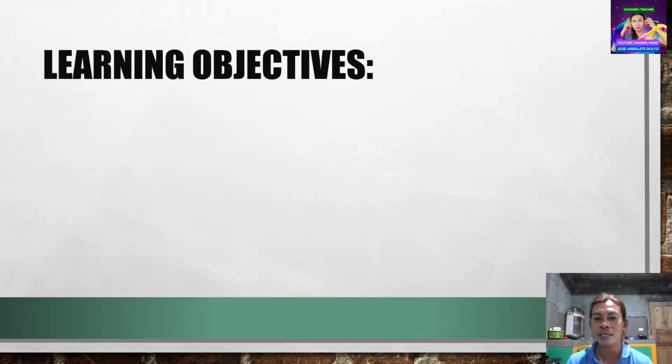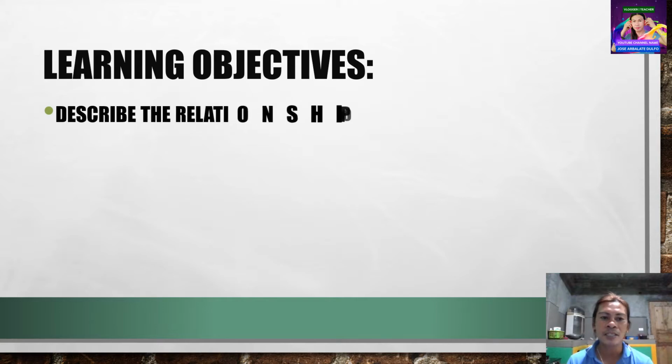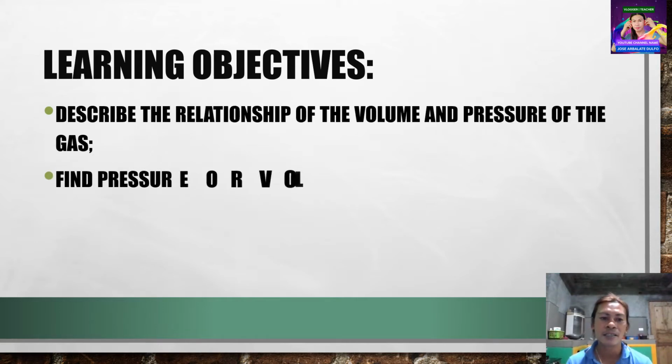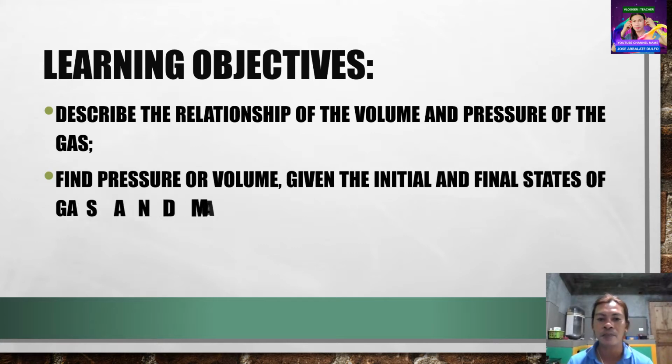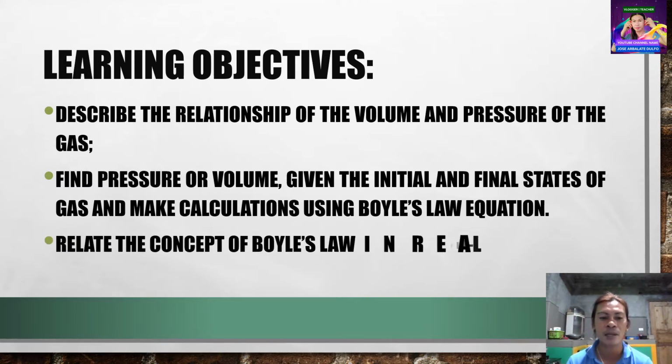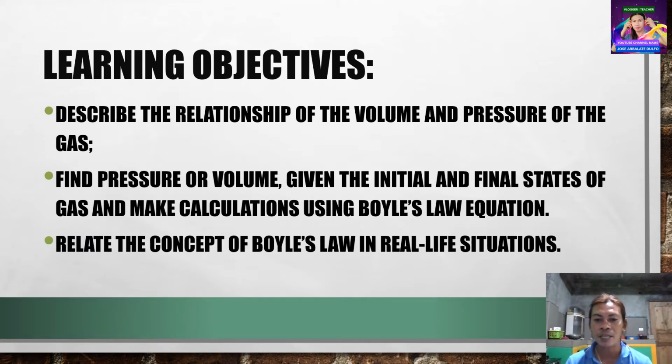Our learning objectives are to describe the relationship of the volume and pressure of the gas, then find pressure or volume given the initial and final states of gas and make calculations using Boyle's Law equation. And the last one is to relate the concept of Boyle's Law in real life situations. Those are the objectives.